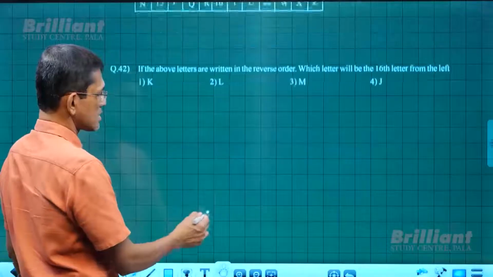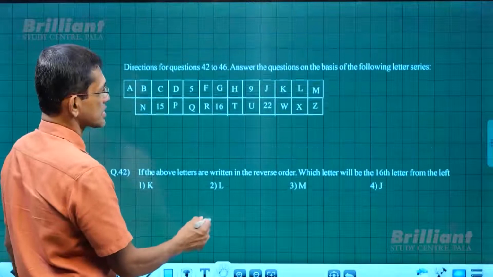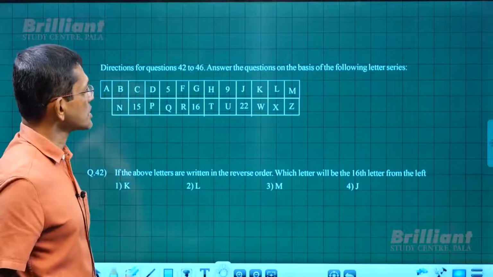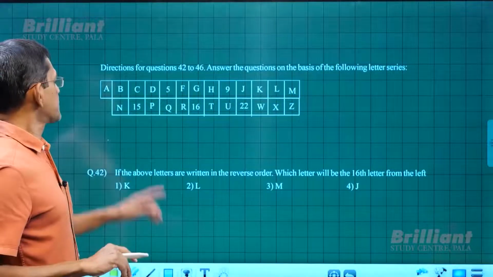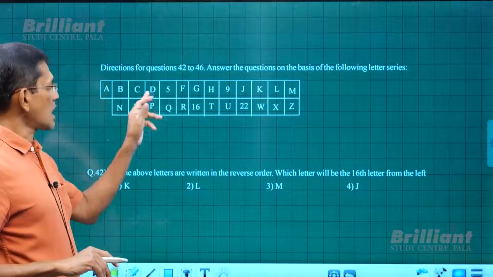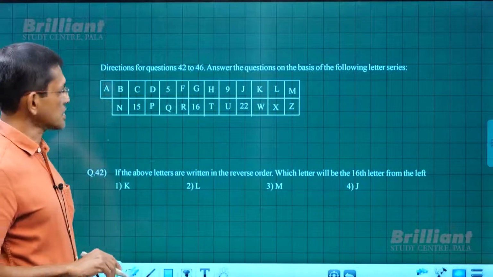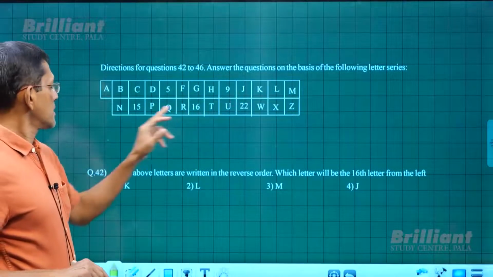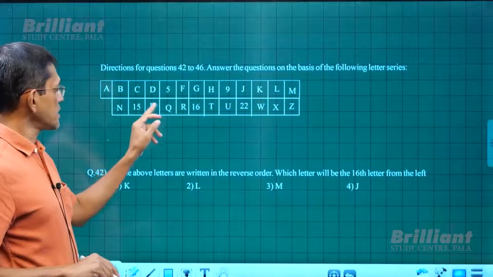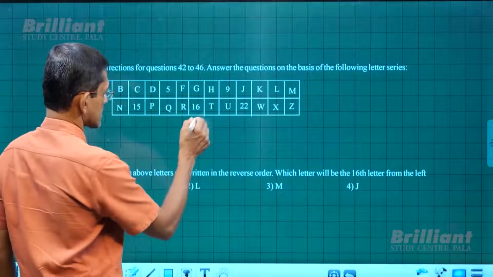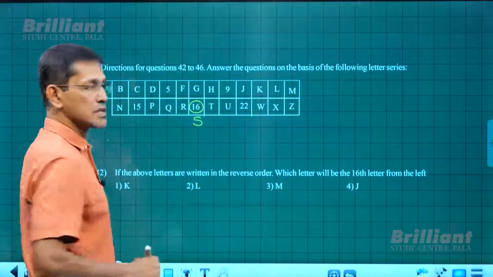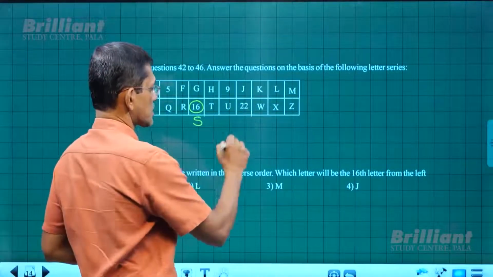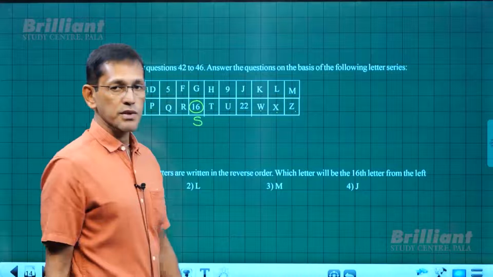This one seems to be interesting. Directions for questions 42 to 46, the questions are on the basis of the following letter series. So A, B, C, D, then we have 5. So E is coded as 5, then F, G, H, I is 9, then J, K, L, M, N, O is 15, then P, Q, R, here this is S. So S is given as 16. Instead of 19, it is given as 16. Then T, U, V, V is 22, that's correct, W, X, Y, Z. So this is what is given to us.